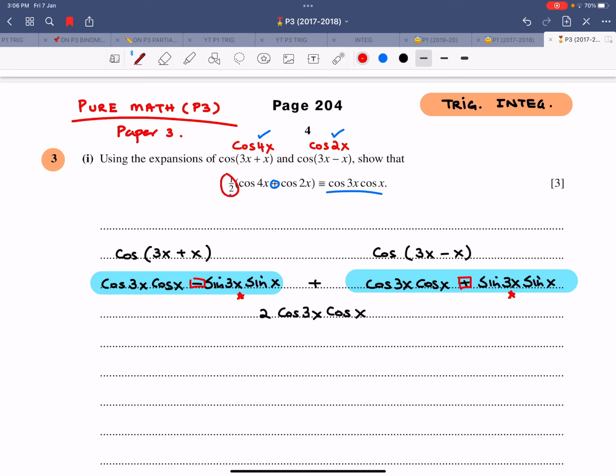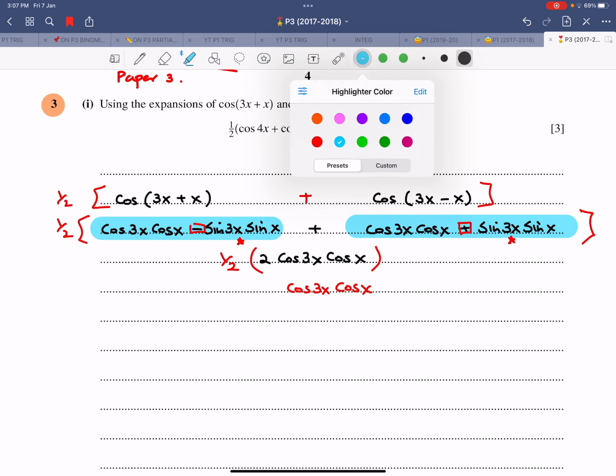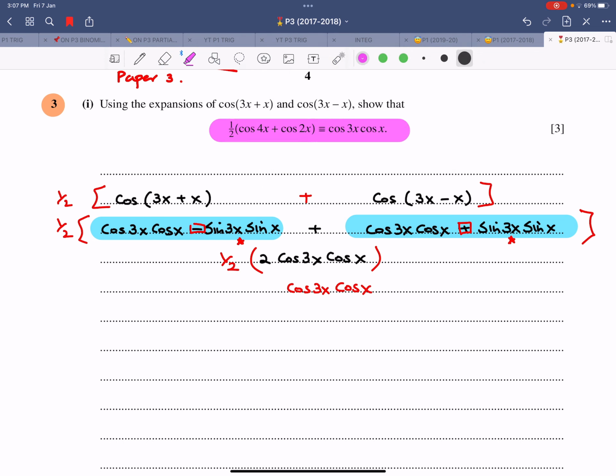Now remember, there is a half on the outside. If I put a half on the outside, what do I get? That is cosine 3x cosine x. In other words, let me erase everything that's extra over here. This whole expression is equal to this.